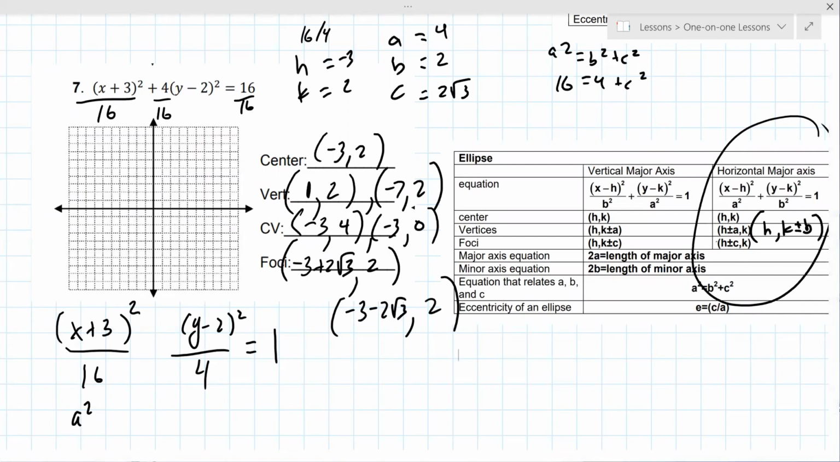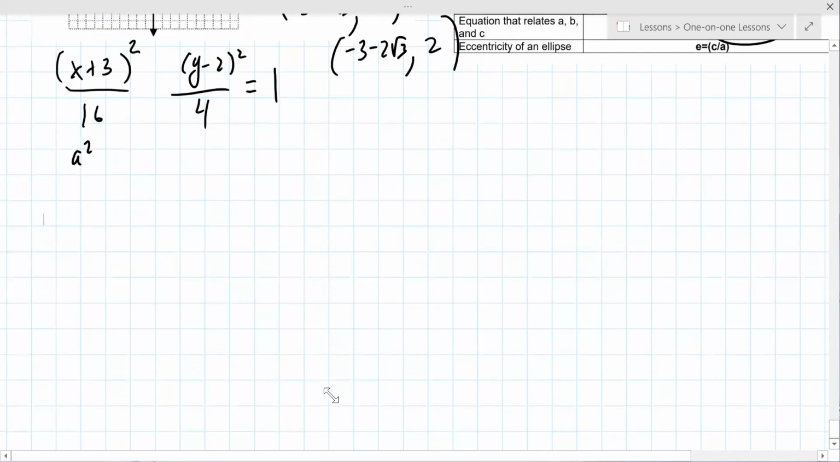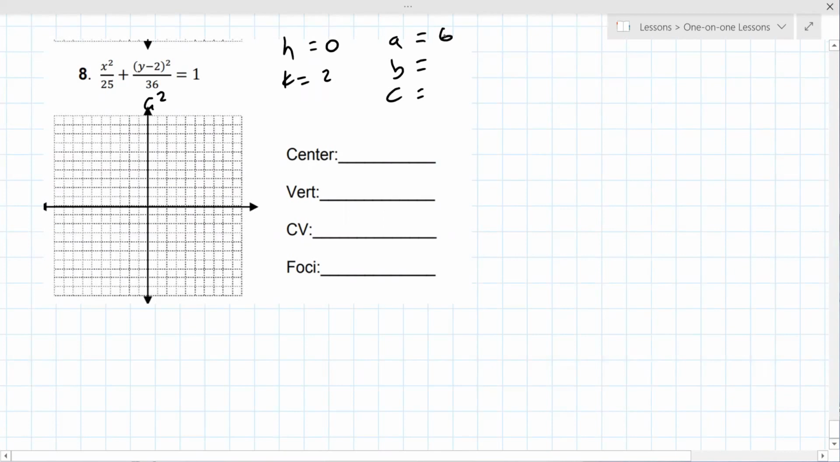Okay. For the last one here, I'll just identify the variables, and you've got the solution, or you can look for that, or I can snip it in. This one's in a nice form already. H is 0, K is 2. And you have A, B, and C. A is always the bigger number, so A is 6, B is 5, and then 36 equals 25 plus C squared. So C is the square root of 11.